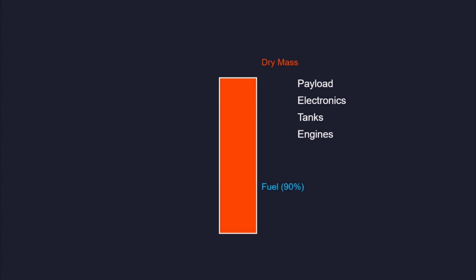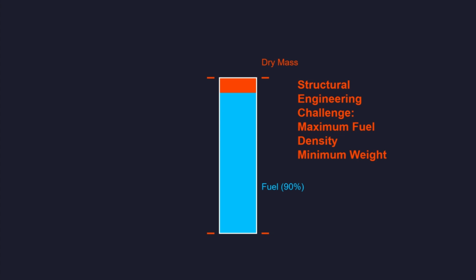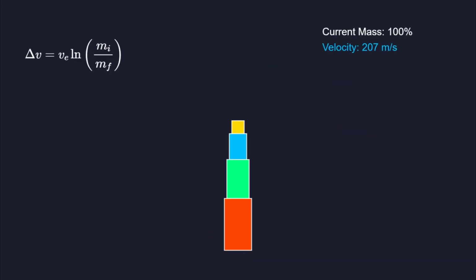Dry mass isn't just the payload. It includes tanks, engines, and electronics. If 90% of your rocket is fuel, your mass ratio is 10. Engineering a structure that can hold that much fuel while weighing so little remains a premier challenge of aerospace.